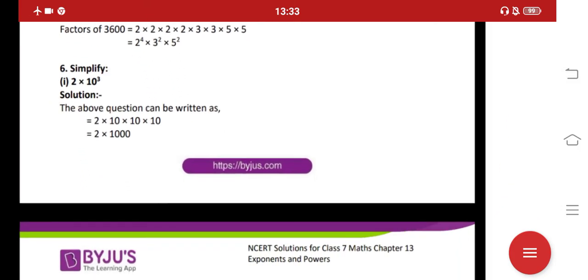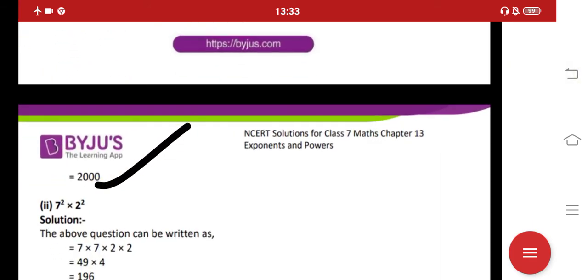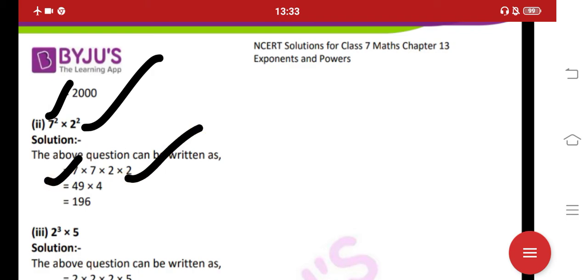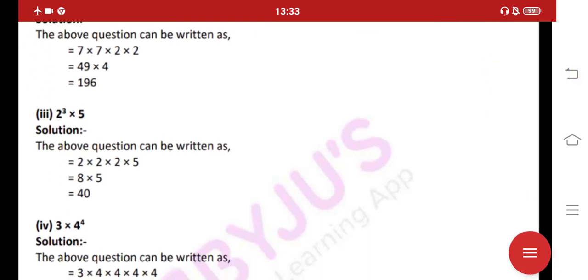Now see, 2 into 10 to the power 3. So 2 is all alone, but 10 is written how many times? 3 times, because the power is 3. So what you will do? 10 is multiplied how many times? 3 times. So 2 into 1000, the answer is 2000. Okay. Now here also you can see 7 is multiplied how many times? 2 times, and 2 is also multiplied 2 times. So 7 2 times and 2 2 times. Combined we will get 196. This is our question number 7.